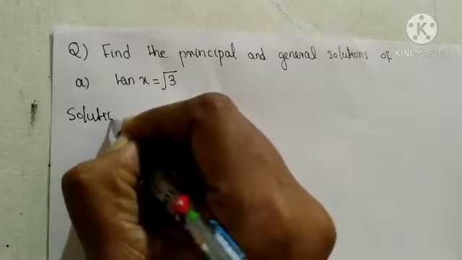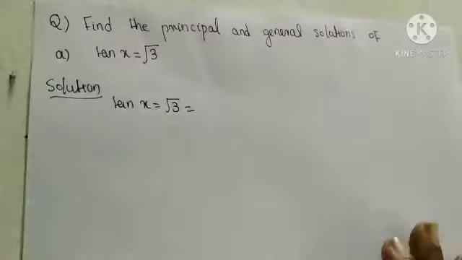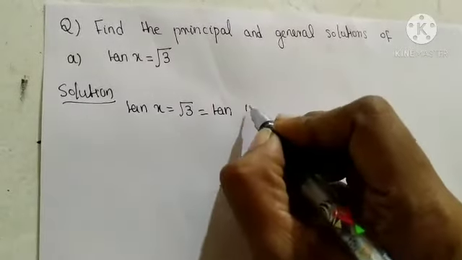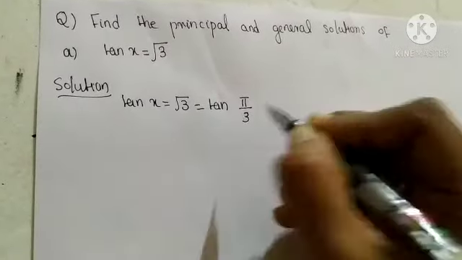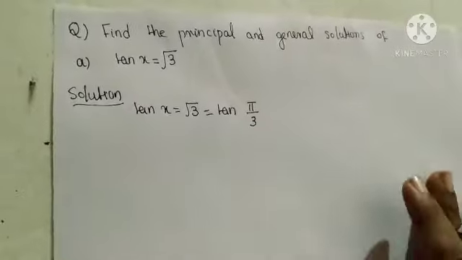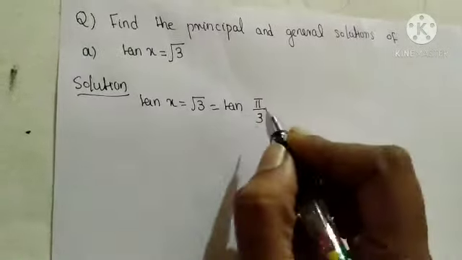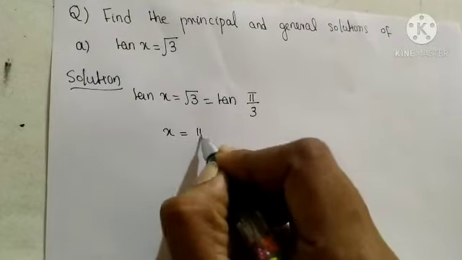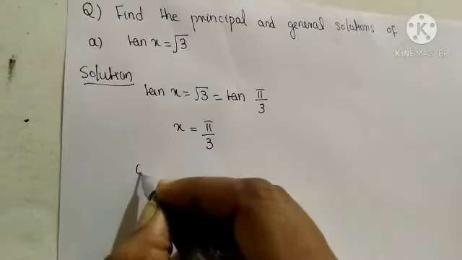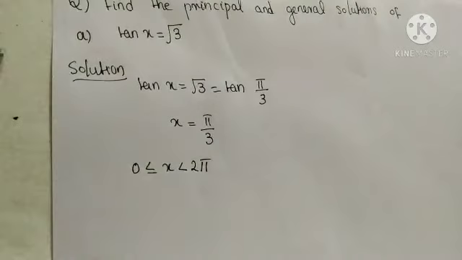Given that tan x equal to root 3. So we know that tan pi by 3 is the value of root 3, right? So here first we need to find out the principal solution. So here we get one of the principal solution as pi by 3, and we know that in principal solution the angle lies between 0 less than or equal to x less than 2 pi. So angle lies between 0 and 2 pi.